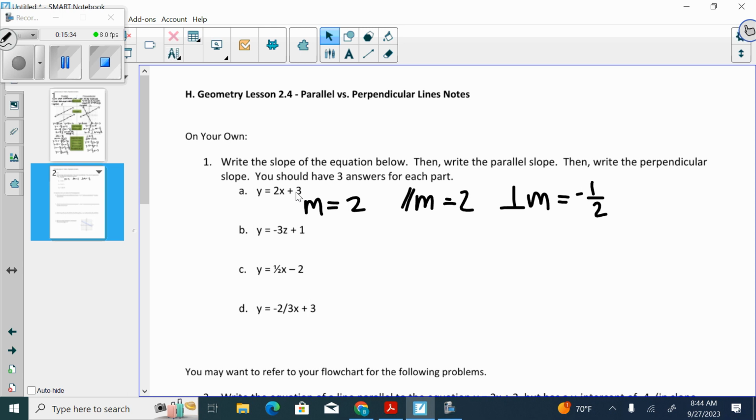Flip it over. So 2 is the same as 2 over 1, right? Flip it over and then change the sign. All right, so you guys do B, C, and D, and then we'll check our answers here in just a moment.